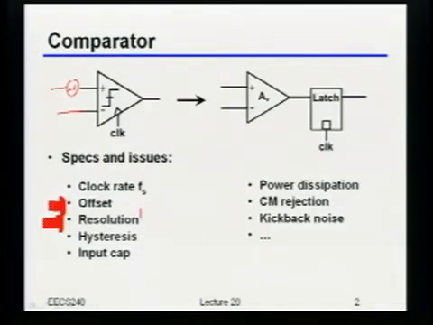By the way, as you might expect, a lot of these things will trade off with each other. So as an example, the faster you want to make the comparator, the harder it'll be to get very high resolution.